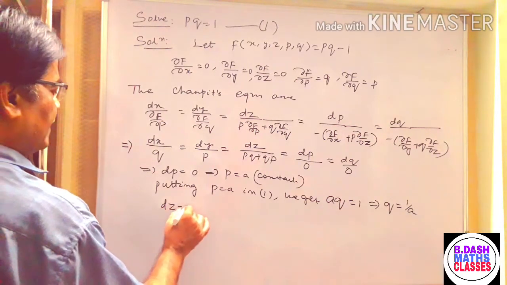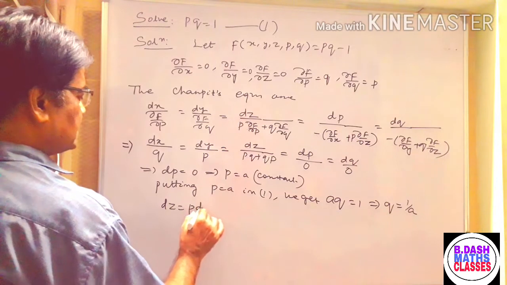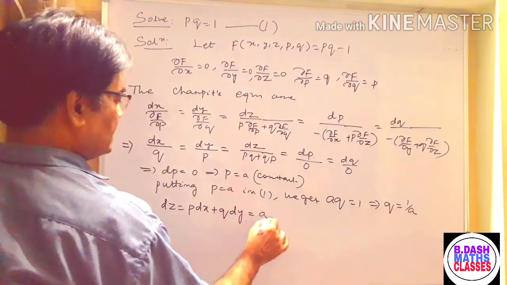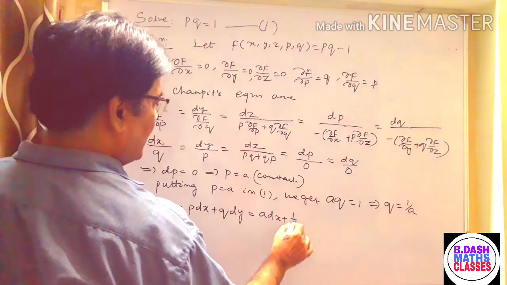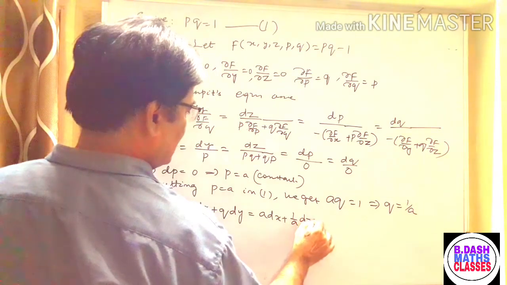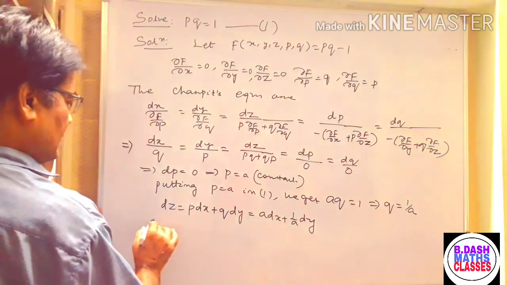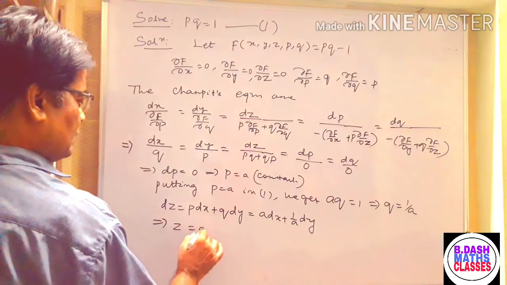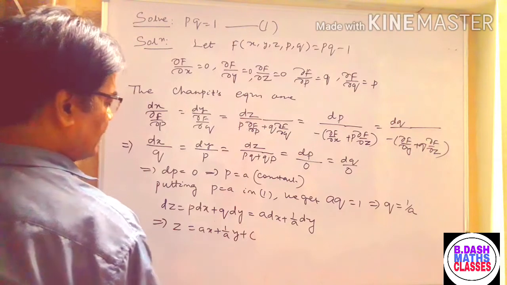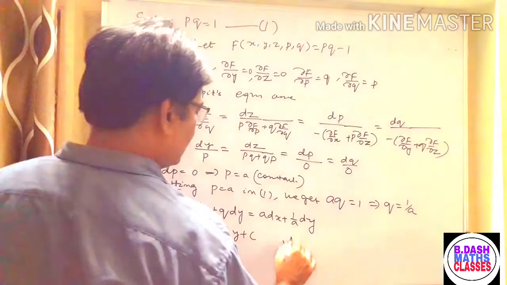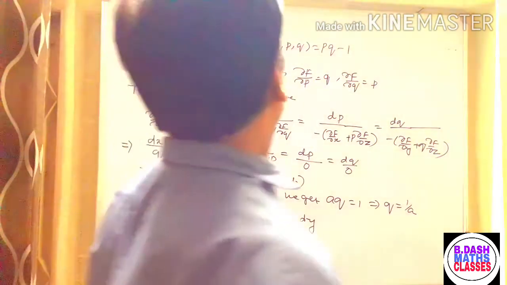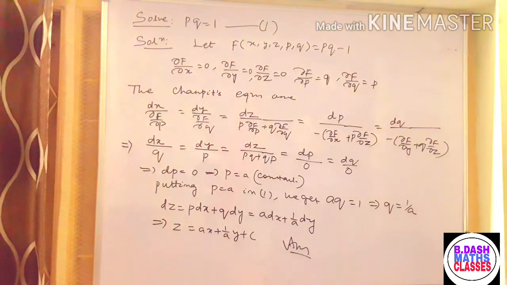We know dz is equal to p dx plus q dy, which is equal to a dx plus 1 by a dy. On integration, z is equal to ax plus 1 by a y plus c, which is the required complete integral or solution of this partial differential equation.